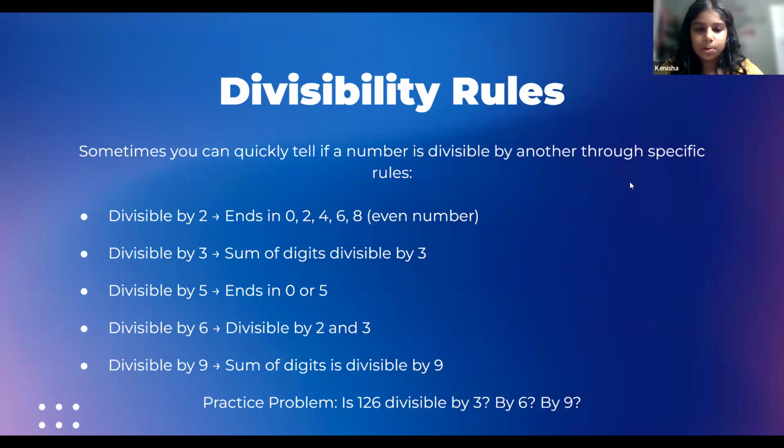Is there a divisibility rule for 7? For 7, I don't believe there's a common divisibility rule. 7's a little special in that case. Okay.